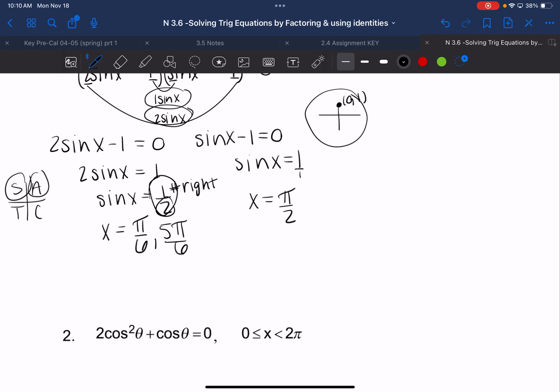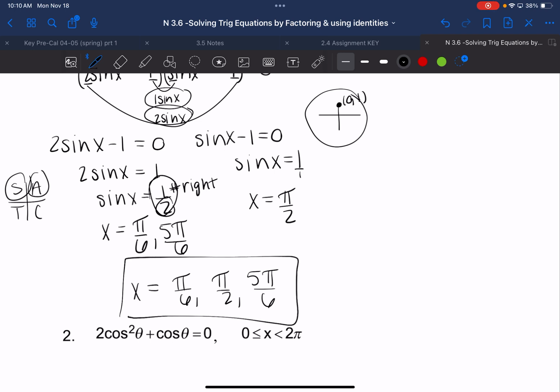So if you were supposed to make me a list of the answers, typically we see them listed in order from smallest to biggest. So what would be the smallest answer we came up with? Pi 6. And then the next would be pi halves. And then our last answer would be the 5 pi 6. So if this were a multiple choice question on a test, that's what you'd be looking for.